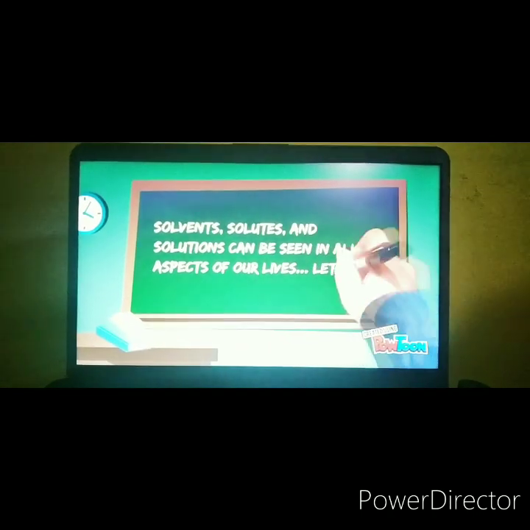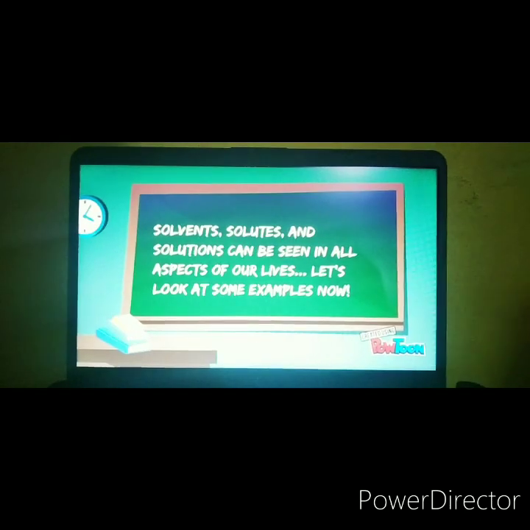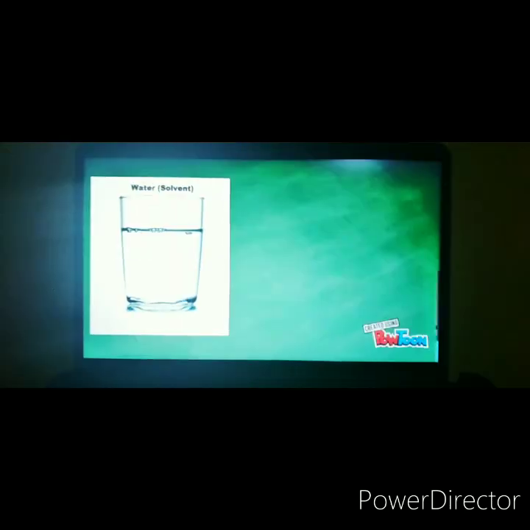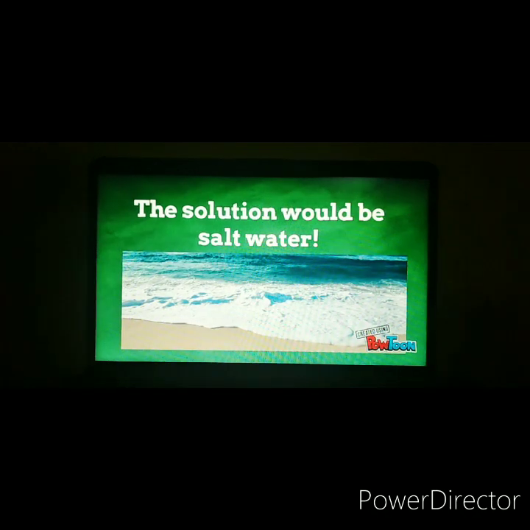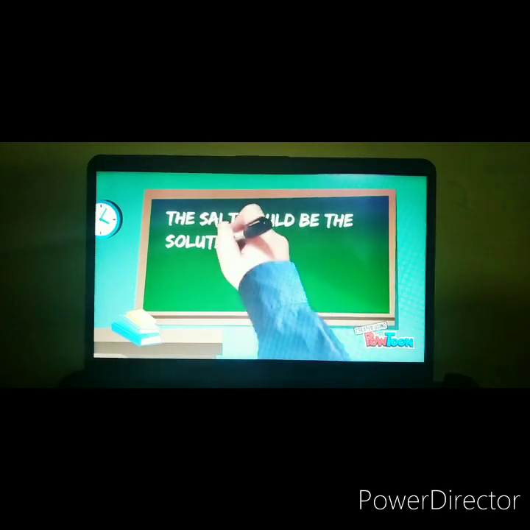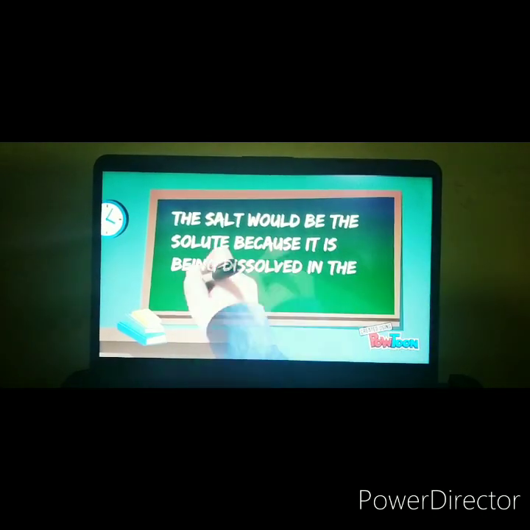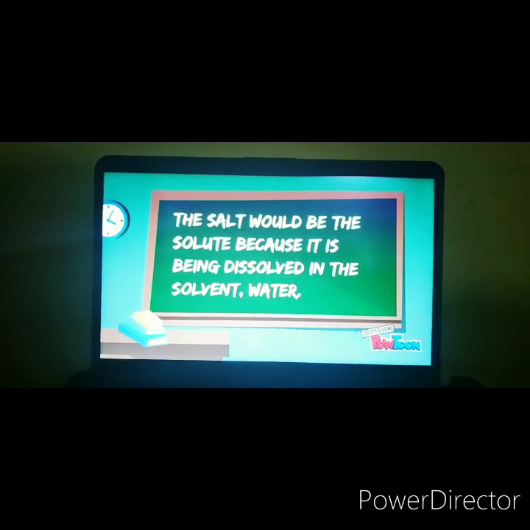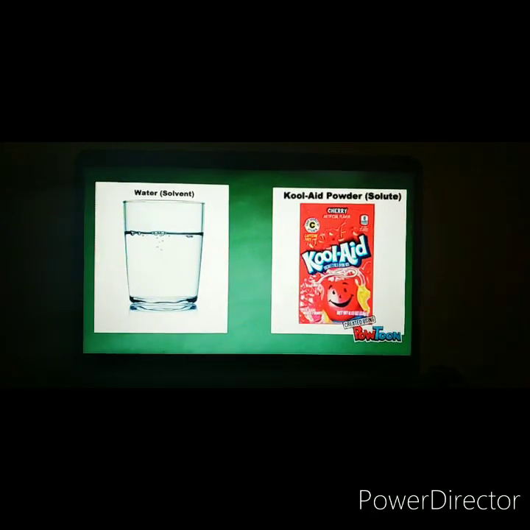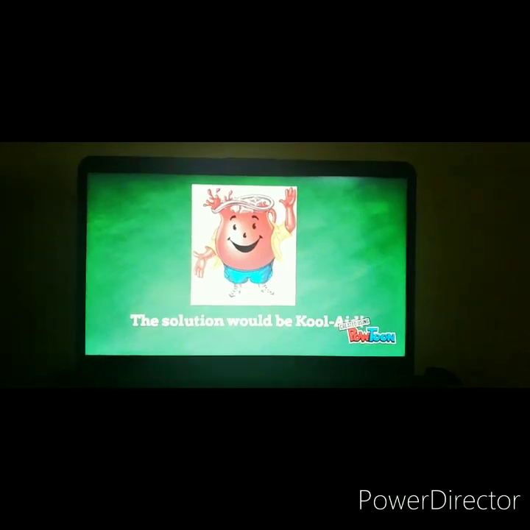Solvents, solutes, and solutions could be seen in all aspects of our lives. Let's look at some examples now. Water is the solvent, and salt is the solute. When we add them together, the solution would be salt water. The salt would be the solute because it is being dissolved in the solvent, water. Water is the solvent, and Kool-Aid powder is the solute. Together, the solution would be Kool-Aid.